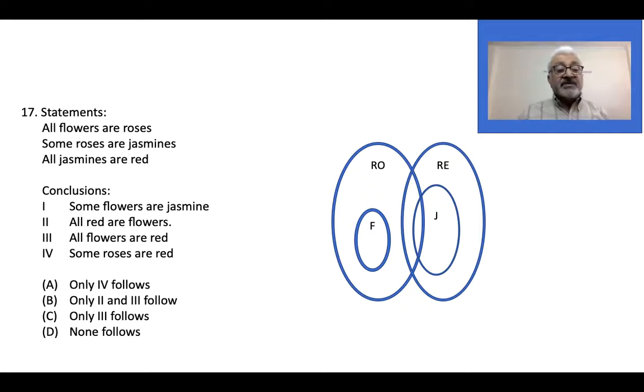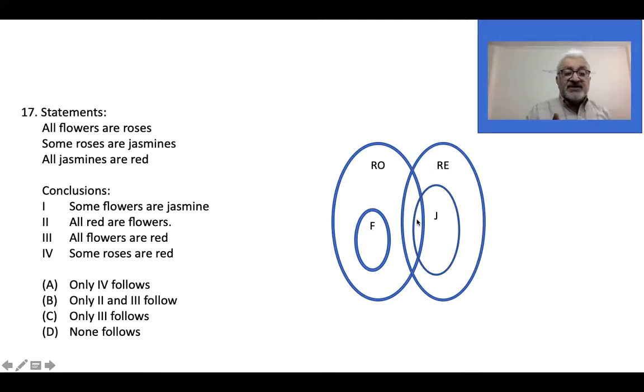And then it says that some roses are red. Are you sure some roses are red? This means that we are talking about a relation of this one. Roses are interacting with jasmine. So this part is true for roses, jasmine, and red. So roses are overlapping with reds also. Therefore, it becomes true that some roses are red.